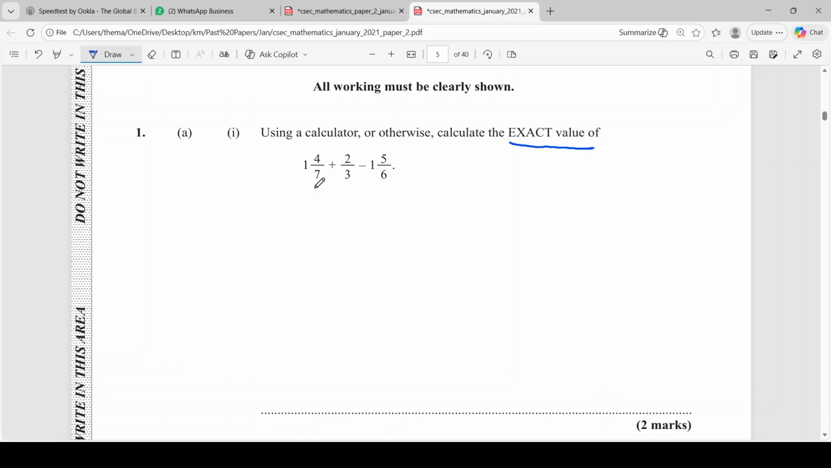Right. So again, you can enter this exactly as you see it in a calculator. They give us the option to use the calculator or otherwise show working. So we just go ahead and use the calculator. You can say with use of calculator or by calculator.